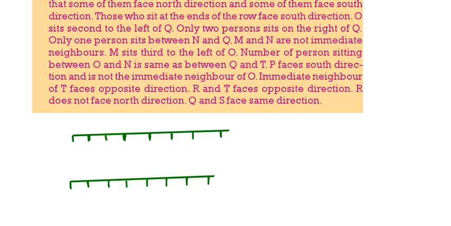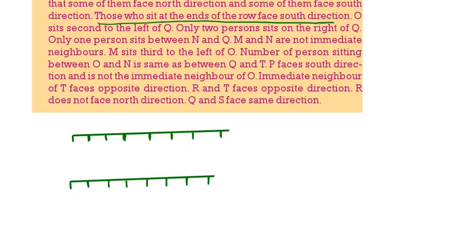Now, those who are sitting at the ends, they face south direction. Now, O is sitting second to the left of Q. Only 2 persons are there to the right of Q. So only 2 persons to the right of Q means you can take Q here and Q is plus. Here you can take Q and Q is minus.